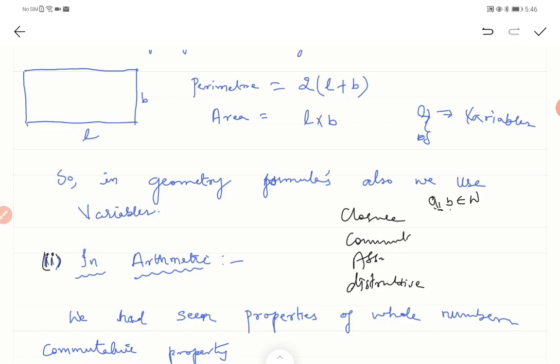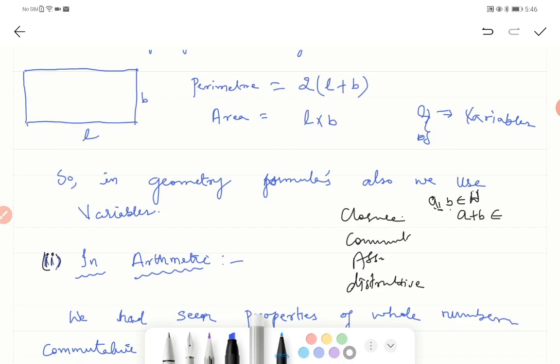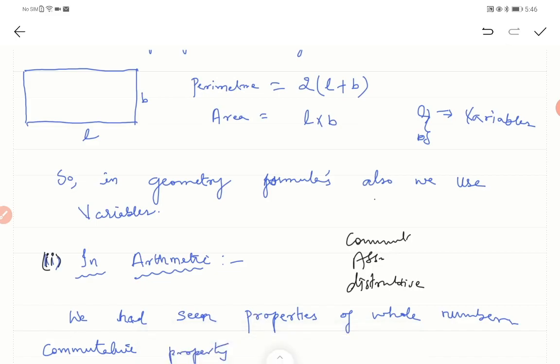Closure means: if you are doing a plus b, then the output you get should belong to the whole numbers again. Let me take an example of the commutative property so that you can understand it properly. What is the commutative property? I have two numbers, 2 and 3. So 2 plus 3 will be equal to 3 plus 2.